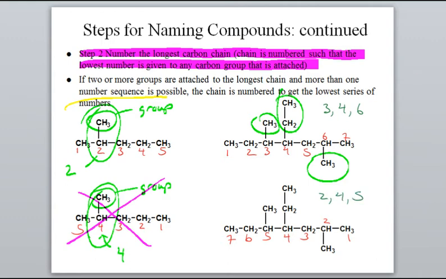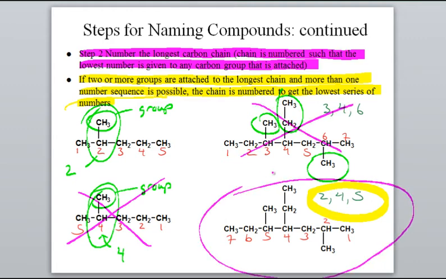Which one should we choose? And that's what this bold is telling you. If there are 2 or more groups, and we have 3, use the sequence of numbers that gives you the lowest series of numbers. And that would be this one. 2, 4, and 5 added together is less than 3, 4, and 6. So not that one, yes to this one. We're going to number our carbon chain starting from the right and moving over in that direction.